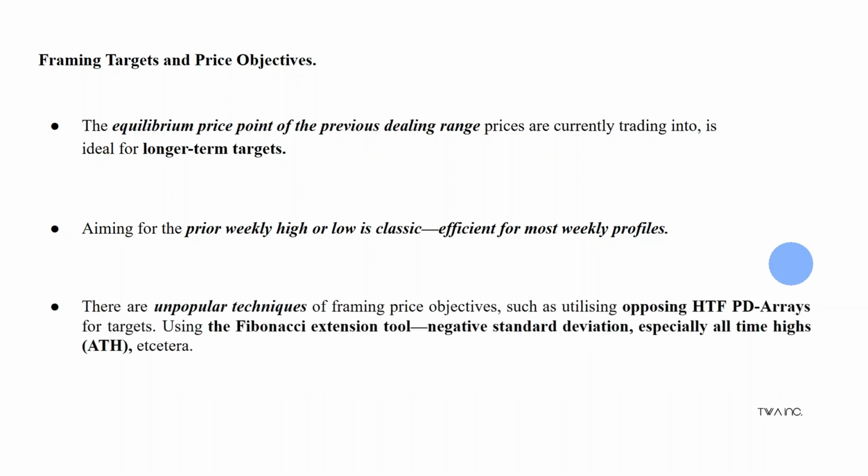Now, the other unpopular techniques for framing price objectives, such as utilizing opposing higher time frame PD arrays for targets, which I do very, very often in my commentaries. Sometimes there was this particular week where I was like, okay, we're bullish, but we have a swing high, and the market would most likely trade into this range, but respect the weekly bearish order block. I even posted on my Twitter account.